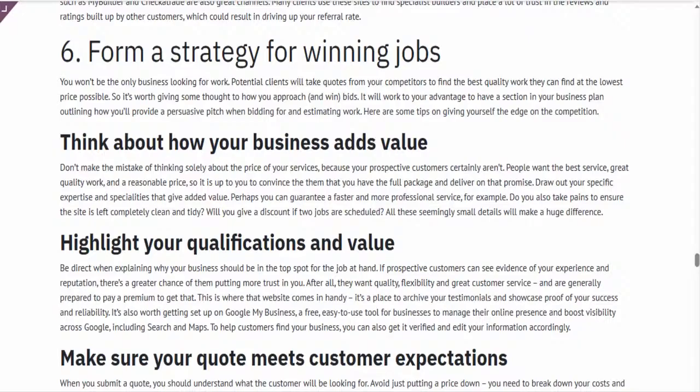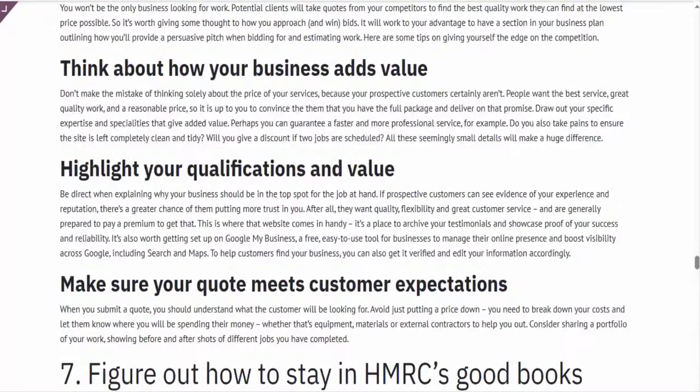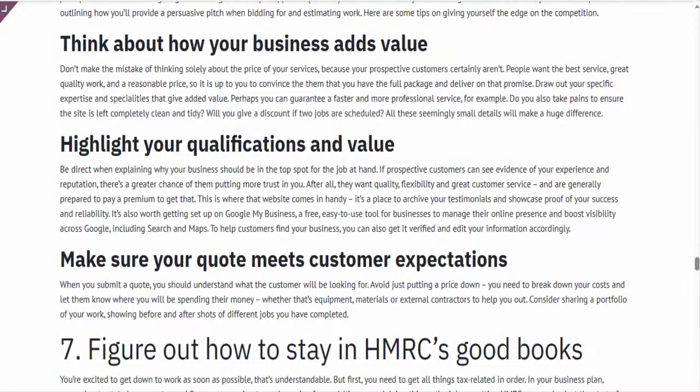Draw out your specific expertise and specialities that give added value. Perhaps you can guarantee a faster and more professional service. For example, do you also take pains to ensure the site is left completely clean and tidy? Will you give a discount if 2 jobs are scheduled? All these seemingly small details will make a huge difference.